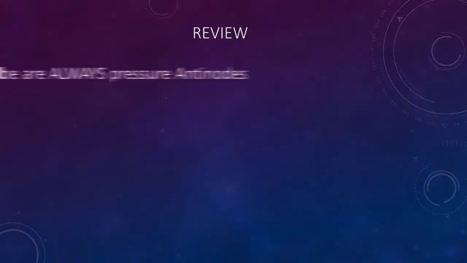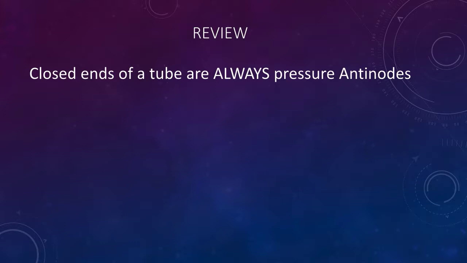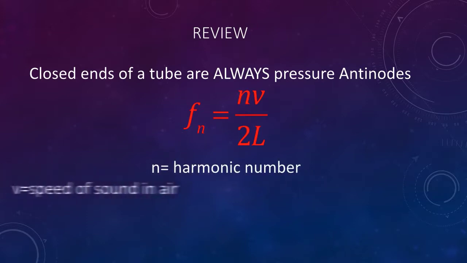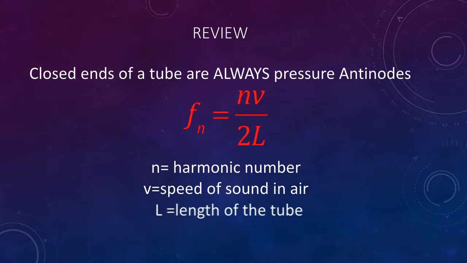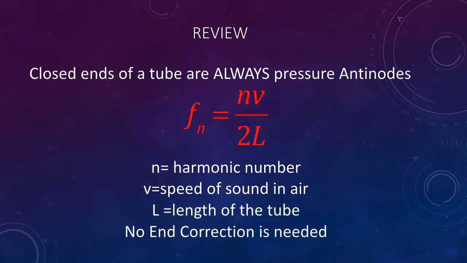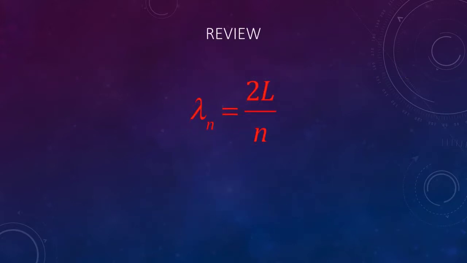To review, closed ends of a tube are always pressure antinodes. The frequency of any harmonic is NV over 2L, where N is the harmonic number, V is the speed of sound in air, and L is the length of the tube. No end correction is needed for a tube closed at both ends. The wavelength of any harmonic is 2L over N, and the frequency of any harmonic is N times the fundamental frequency.